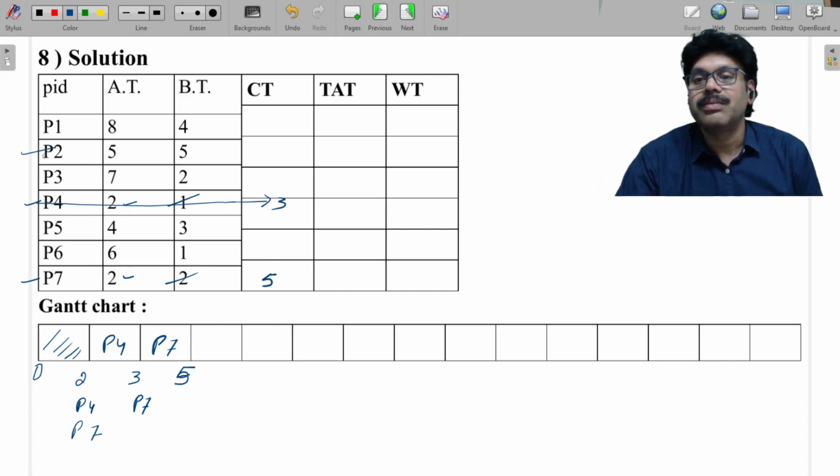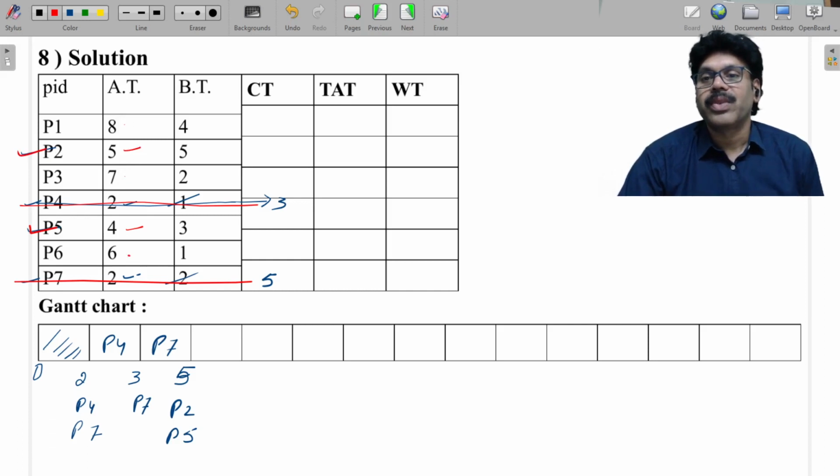Which other processes have come? P2 has come, P5 has come. Let us cross check. P4 is completed, P7 is completed, and in the duration 0 to 5, the other processes have come. This process has come at 6, this process at 7, this process at 8. So there are two processes, P2 and P5.